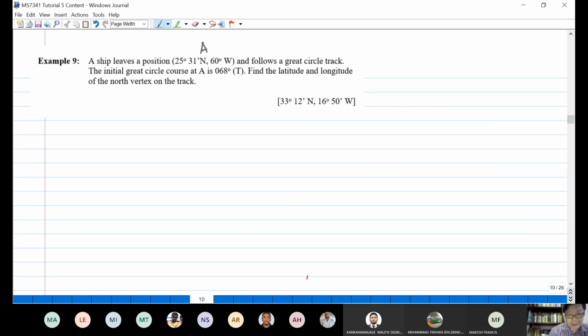25 degree 31 north, and 60 degree west. So this tells you the position of A. Let's say this is A here. So this position is 25 degree 31 north, and 60 degree west. This is A here, and then follow a great circle track.